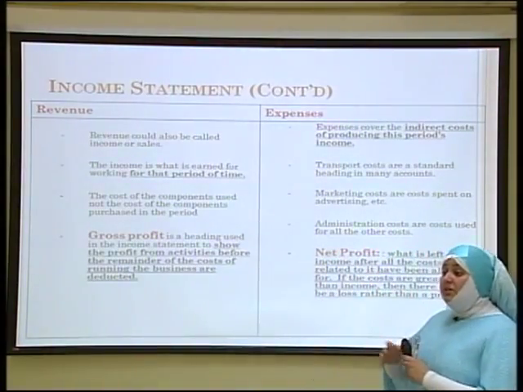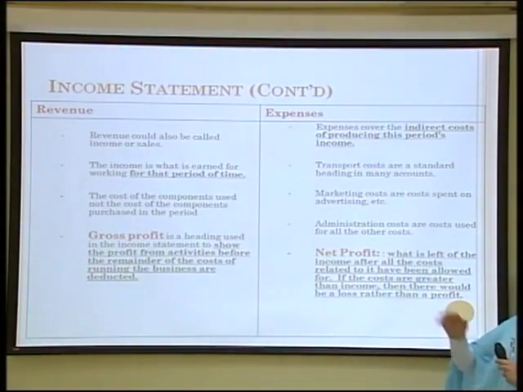Then when we deduct these expenses, we get what we call the net profit. What is left of the income after all the costs related to it have been allowed for, meaning have been deducted, this is what we call net profit. So it is what is left of the income after all the costs related to it have been allowed for.